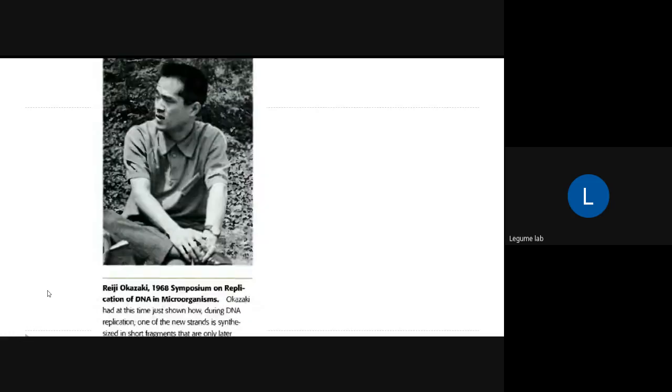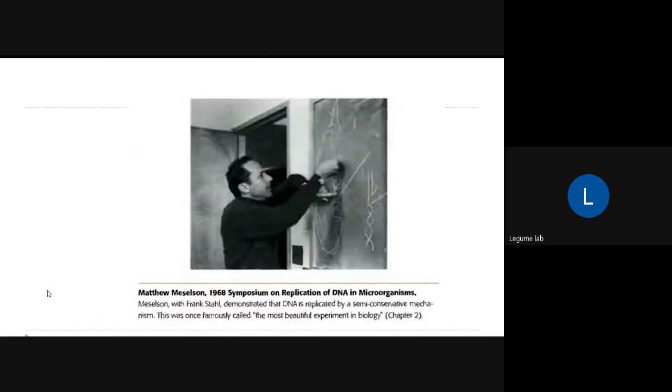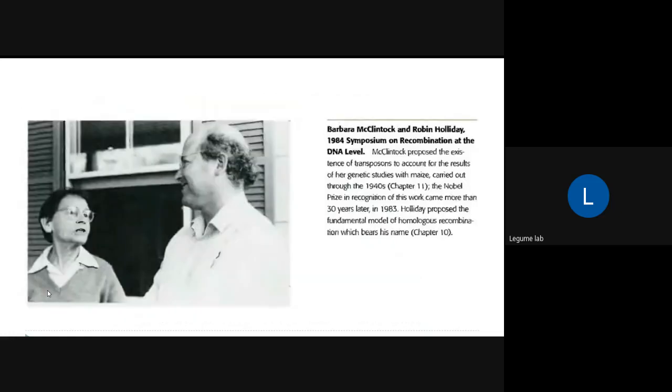And after that, there are some phases you should remember. This is Kornberg, and then Okazaki. Okazaki means you should capture the Okazaki fragments in your mind. And this is the Meselson-Stahl style experiment. And Barbara McClintock for the jumping genes.